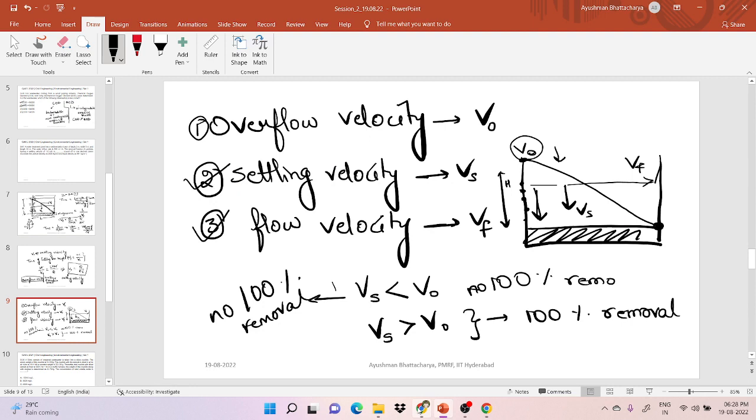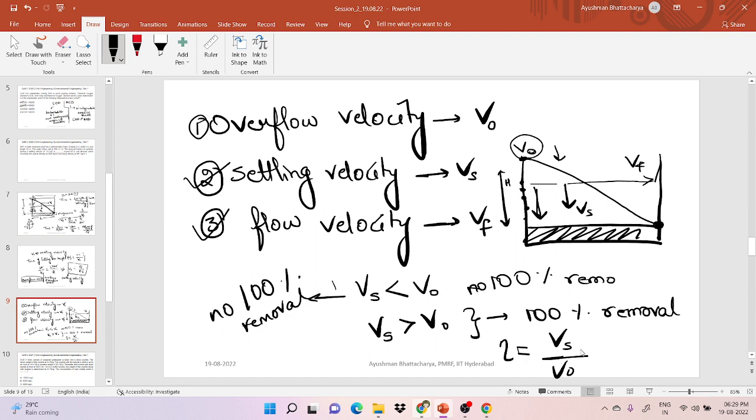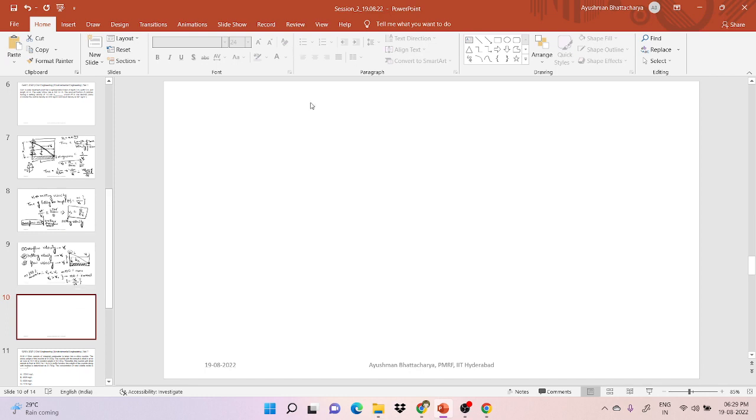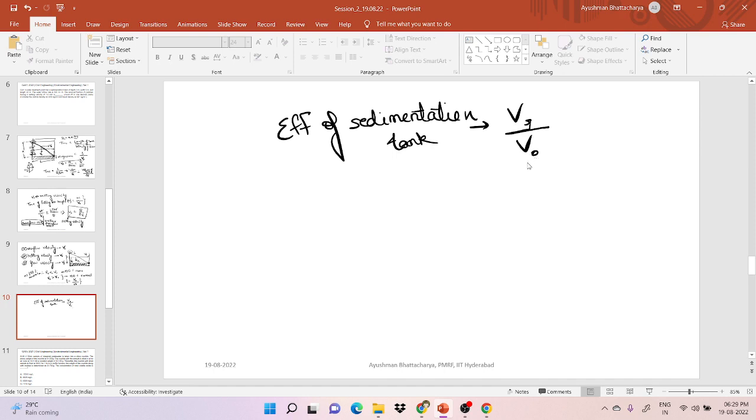Yes. So now, if you are talking about the escape thing, we have to relate it with the flow velocity. So this is 100% removal. If someone talks about efficiency of the sedimentation tank, it will be Vs by V naught. So the efficiency of the sedimentation tank is equal to Vs by V naught, settling velocity by overflow velocity, into 100.